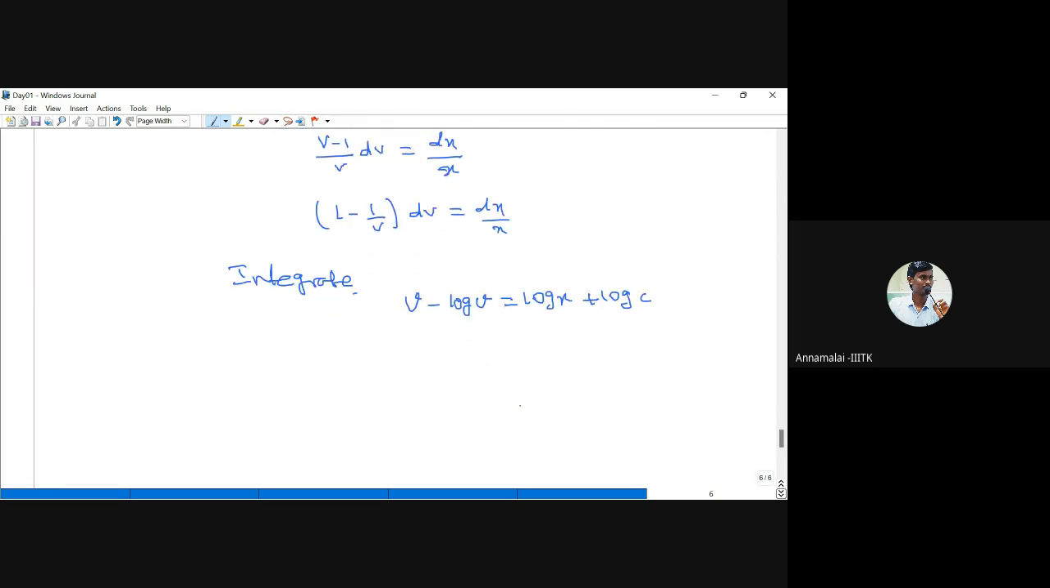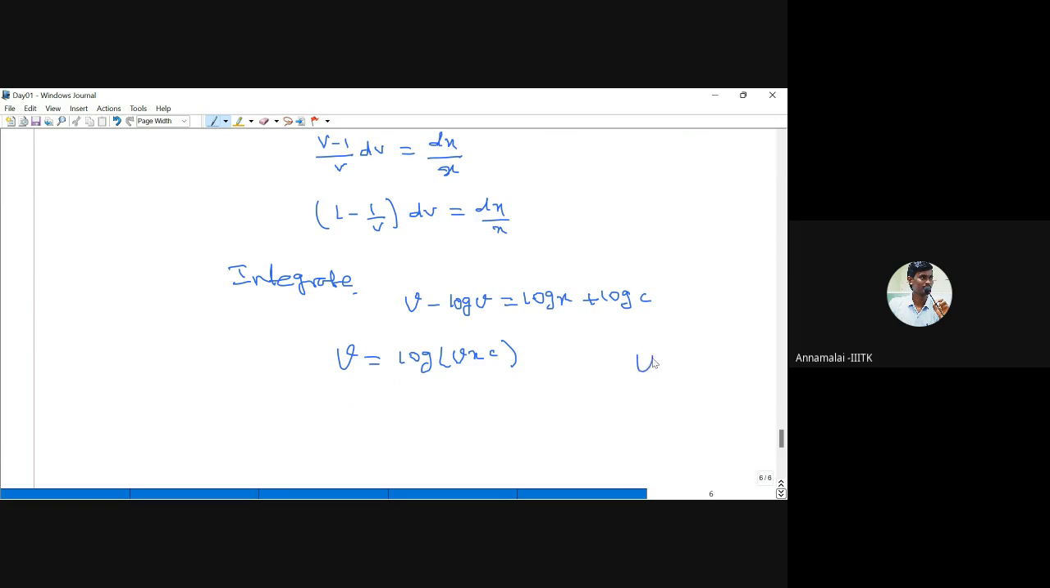Now we can adjust this. Taking minus log v to that side, we get v equal to log of this, which is a product of this, because it's log x times c: log a plus log b is log of a times b. Therefore, we can take this. Now replace the value.